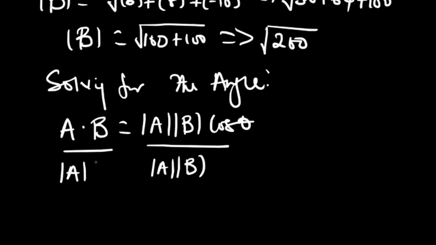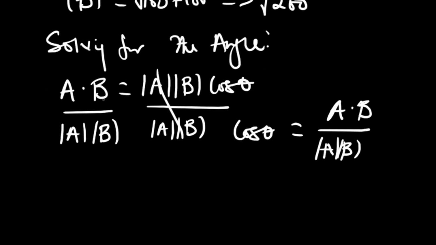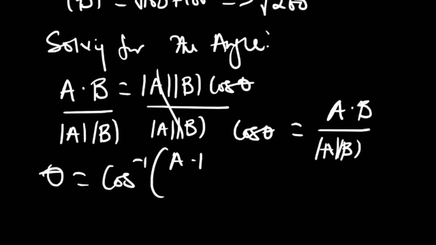We simply divide both sides by the magnitude of A multiplied by the magnitude of B. And then we have that cos theta is equal to A dot B over the magnitude of A multiplied by the magnitude of B. And then we can also go ahead and take the cos inverse. So we say that theta is equal to cos inverse of A dot B over the magnitude of A multiplied by the magnitude of B. So let's plug in and start solving.